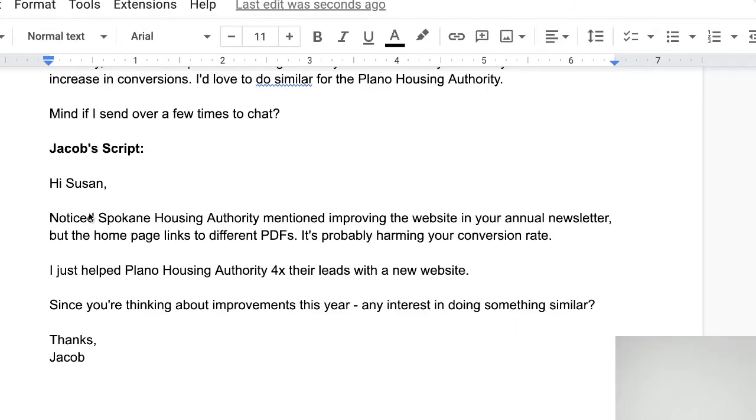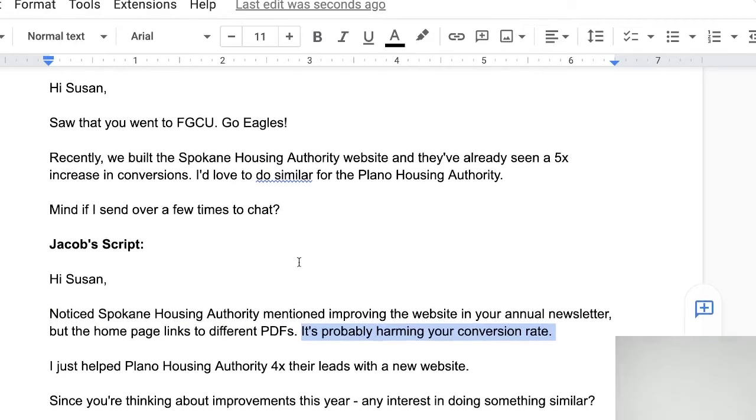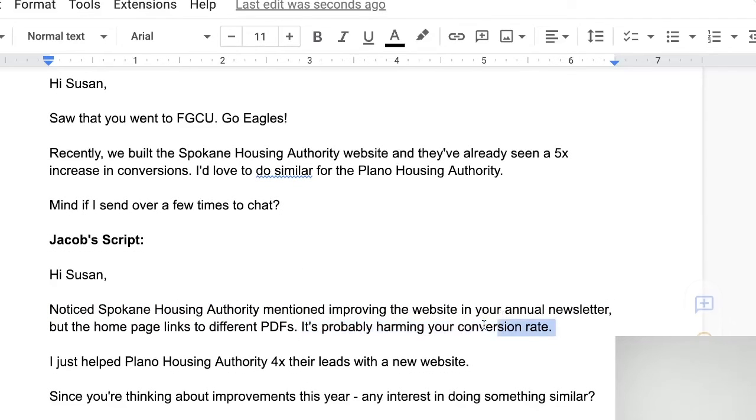So when you mention this in your opening line, right? Notice Spokane Housing Authority mentioned improving the website in your annual newsletter, but the homepage links to different PDFs. It's probably harming your conversion rate. So this is vague. I don't love this line here, but we're working with what we have. We're working with what the original author included, which was kind of vague. I'm making it up, but you can tell, right? This first sentence is not written by a chatbot, and it's much more relevant to the business problem than just saying, go Eagles, right? This is good, but this is better because it actually mentions a relevant business problem.